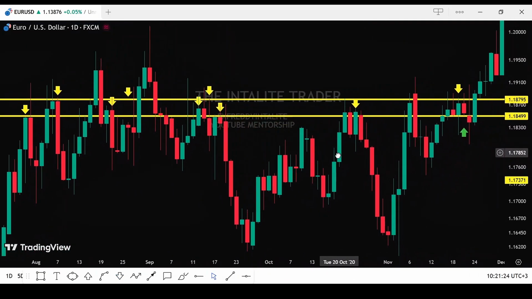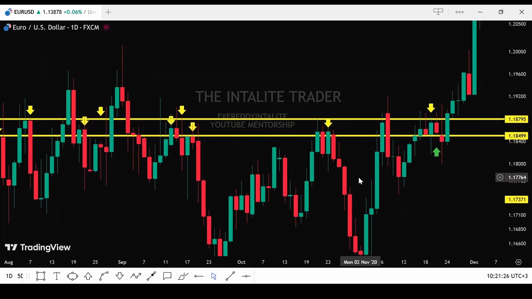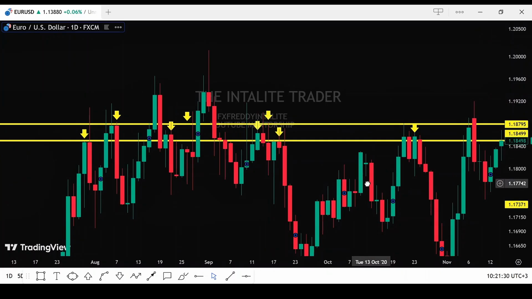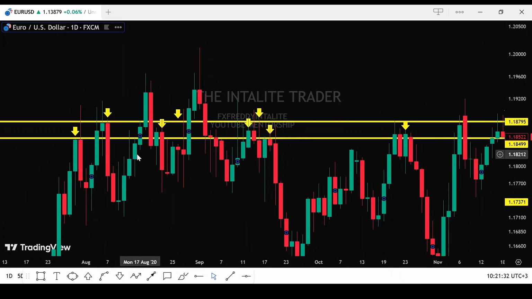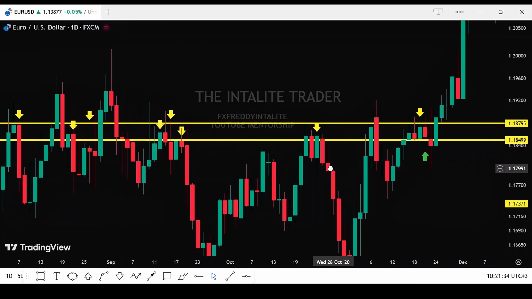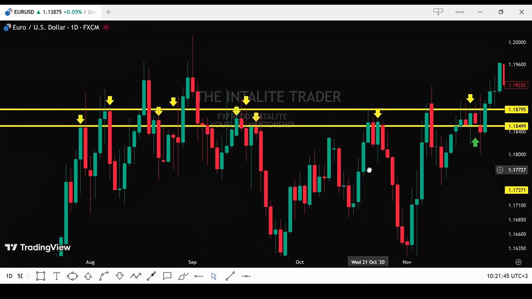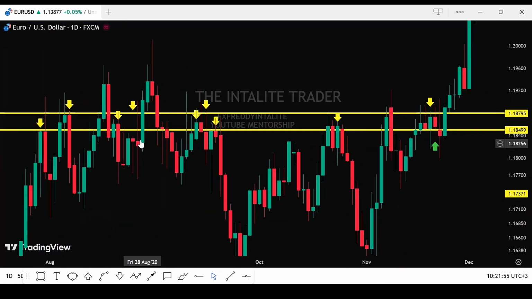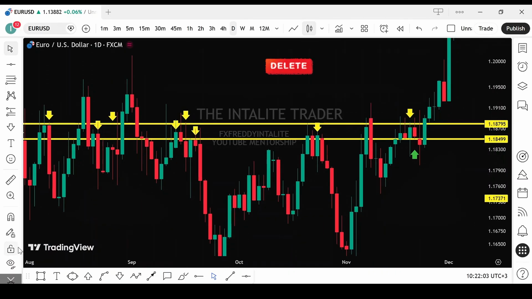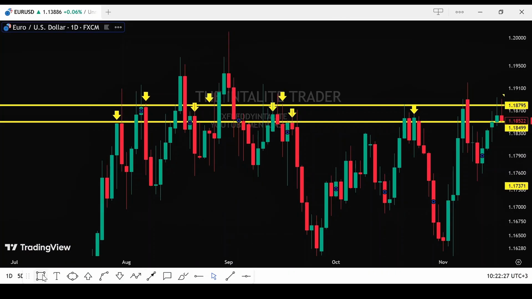Now, this is okay as a support and resistance key level, but what this does is darken your chart. It leads to what we call analysis paralysis. So what do you do? Instead of using these lines, we say delete the levels, draw one wide zone.